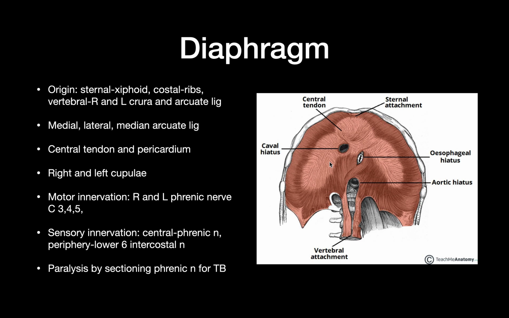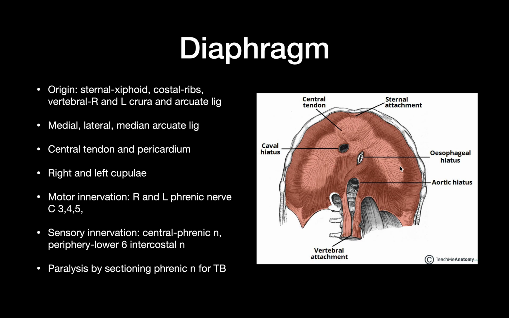And it is innervated by the right and left phrenic nerves and by cranial nerves 3, 4, and 5. The sensory innervation of the central area of the diaphragm comes from the phrenic nerve, while the periphery over here is innervated by the intercostal nerves.